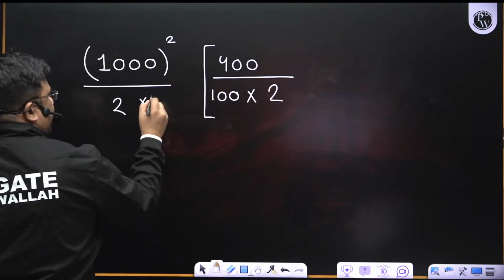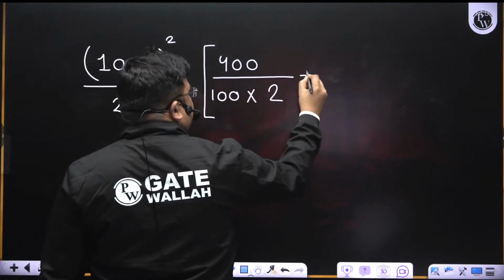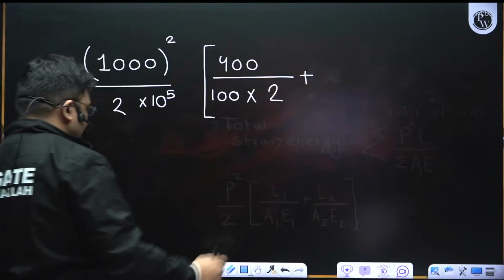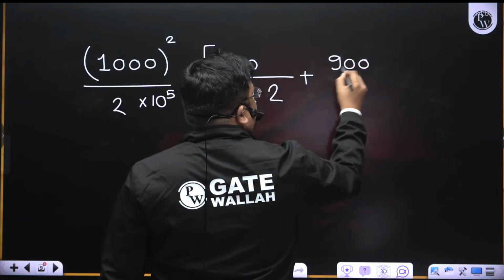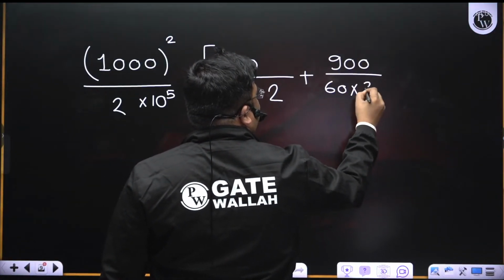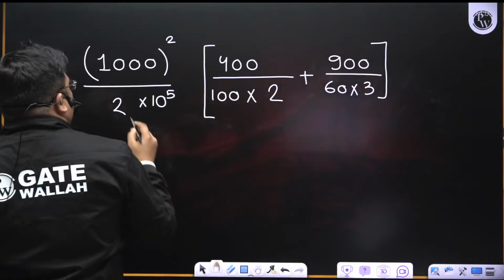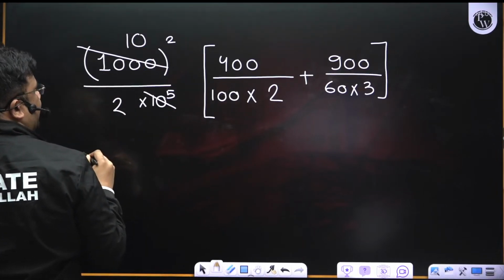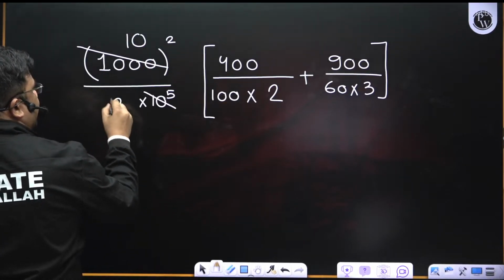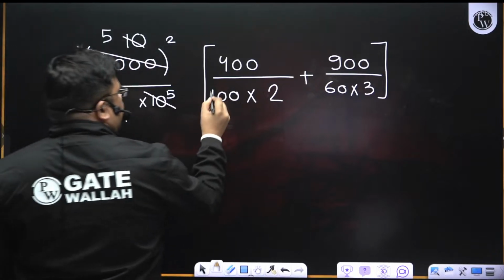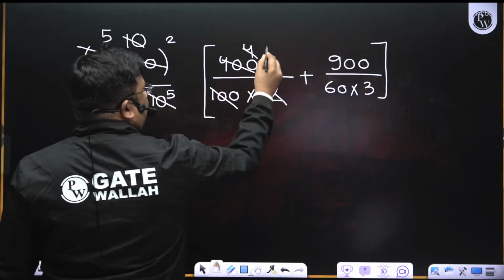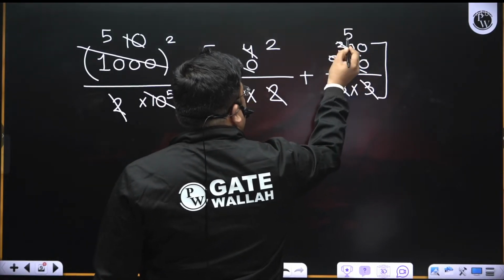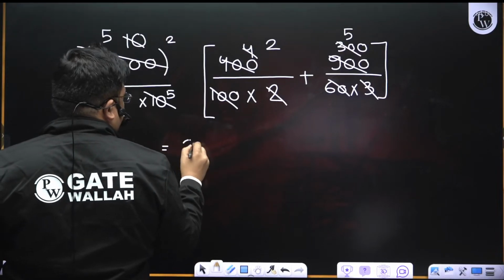10 to the power 5 I can take common, so I can take it outside. Plus length 2 is 900, area is 60, and E2 is 3 into 10 to the power 5. So 900 by 60, and then 3, with 10 to the power 5 taken common. Now this is 10 to the power 6 actually, and this is 10 to the power 5, so I'll get only a 10 here, and then I can cancel this, I'll get a 5 here. Then this is 4, so 2, then this is 300, and this is 5. So 5 plus 2 is 7, 7 into 5 is 35.